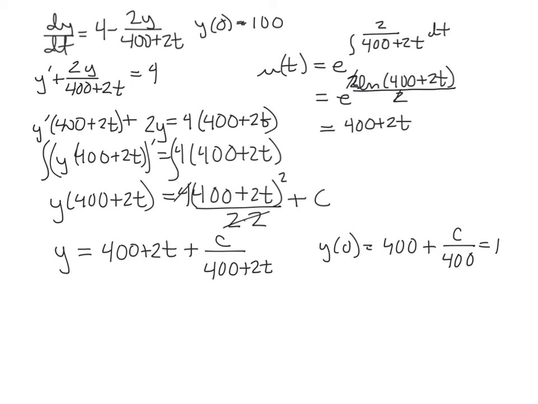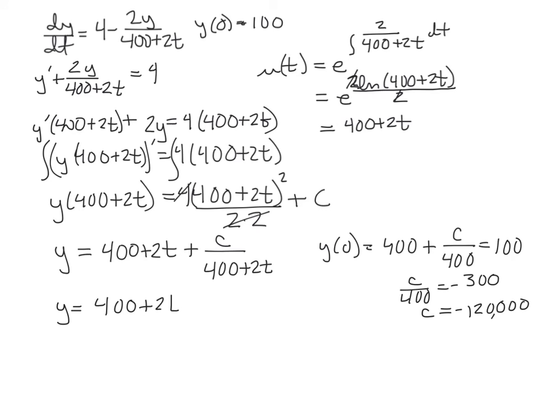So y of 0 is 100. So I'm going to subtract 400. So c over 400 is equal to negative 300, and then multiply by 400. So negative 3 times 4 is 12, and then I have 4 zeros: 1, 2, 3, 4. Okay, so there's my c. Plug that back in, so y is equal to (400 plus 2t) minus 120,000 over (400 plus 2t).